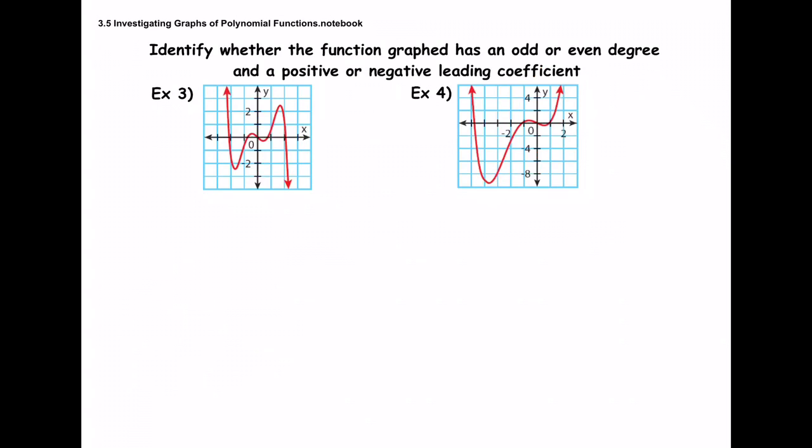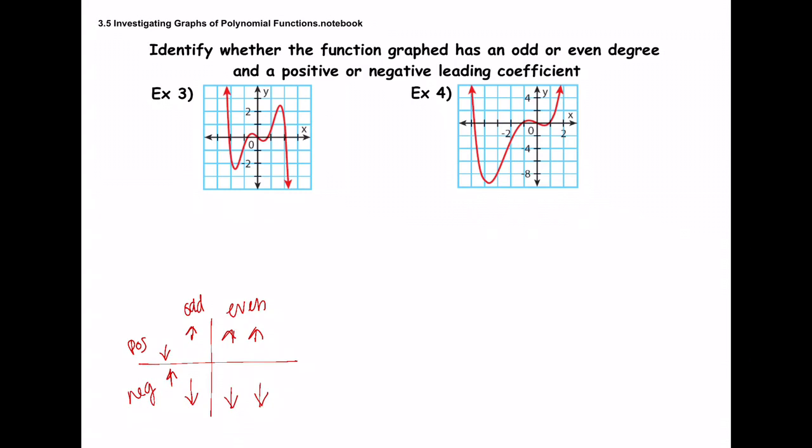Examples 3 and 4 say identify whether the function graph has an odd or an even degree and a positive or negative leading coefficient. So when we think back to that chart that we should have memorized, and we talk about positive, negative leading coefficient, odd or even degrees, I remember down to the left, up to the right; up, up; down, down; up to the left, down to the right. I can then quickly identify what is happening in my graph.